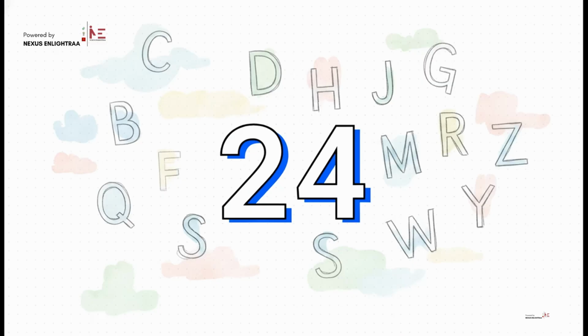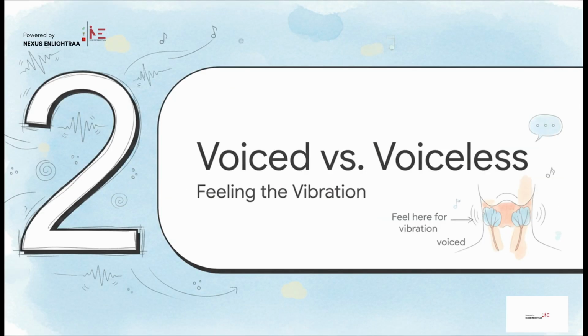Now, here is a really important number for you to keep in mind. 24. You probably know that the English alphabet has 21 consonant letters. You know, letters like B, C, D, and so on. But in standard English pronunciation, there are exactly 24 distinct consonant sounds. And today, we are going to learn all 24 of them. Moving right along to section 2, voiced versus voiceless sounds.